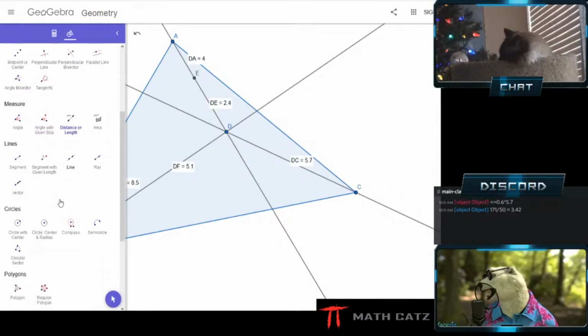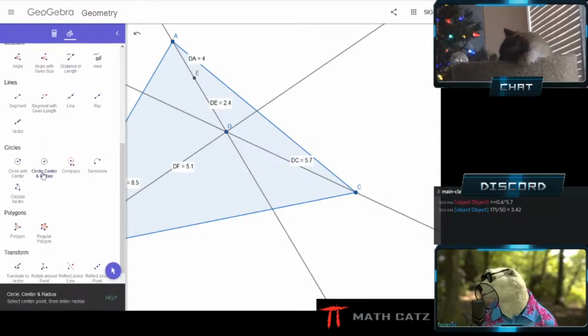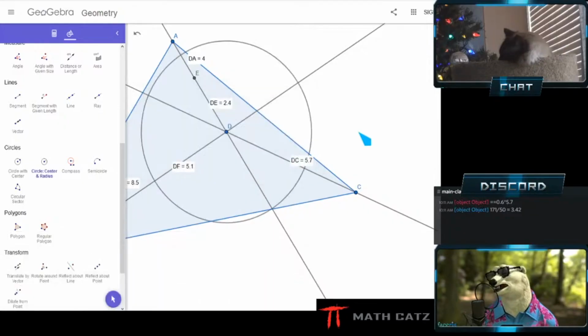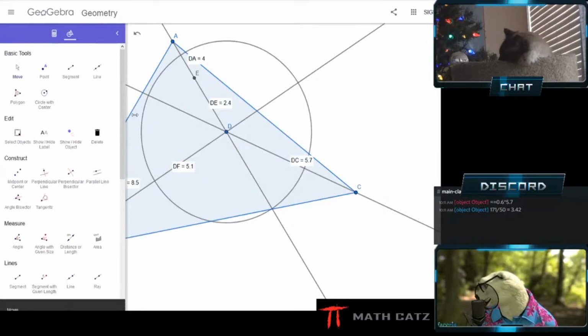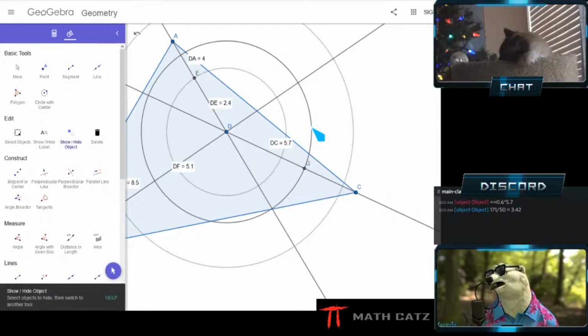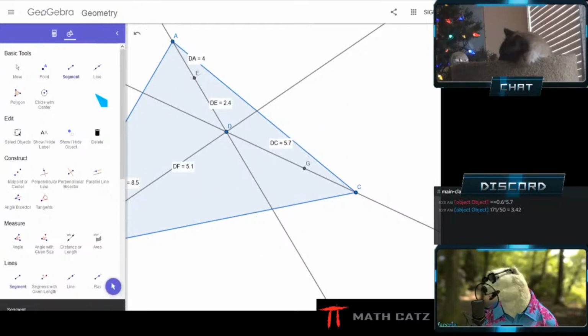3.42. I can do that with my circle, center and radius tool. Center is D. What radius do I want? 3.42. It'll measure it exactly, but it won't label it necessarily. Now I am in a little bit of a pickle here. This label is too close to where I want to work, so I just move it. No big deal. I want that point G, and I don't want to see my circle anymore. It's done.